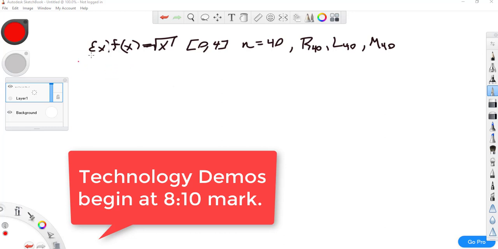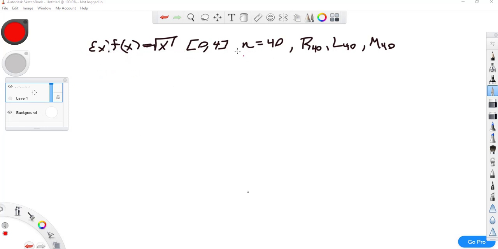Alright, so we were asked about this homework problem in class, and I said I would make a video to help you guys evaluate it. What the homework problem wants you to do is estimate the area under this curve on this interval using this many rectangles, and it wants you to do it using the right hand, left hand, and the midpoint. The other part of this problem is that it doesn't want you to evaluate these by hand. It wants you to use technology.